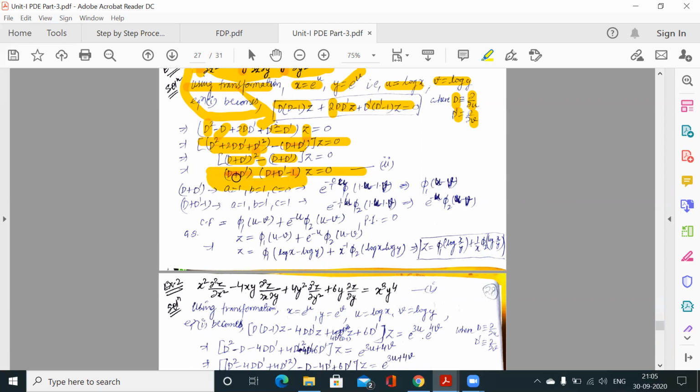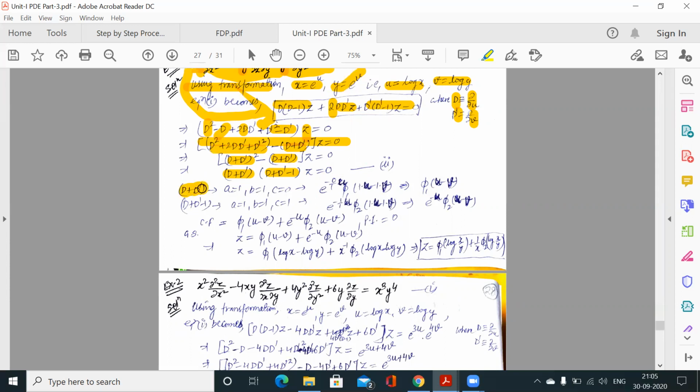For CF, we observe whether f(D, D dash) is reducible or not. Because it is already in factorized form, since this is a linear factor, this is a linear factor, here c is 0, here c is minus 1. So it is already in factorized form. So this is the reducible case. In the reducible case we know how to get the CF part.